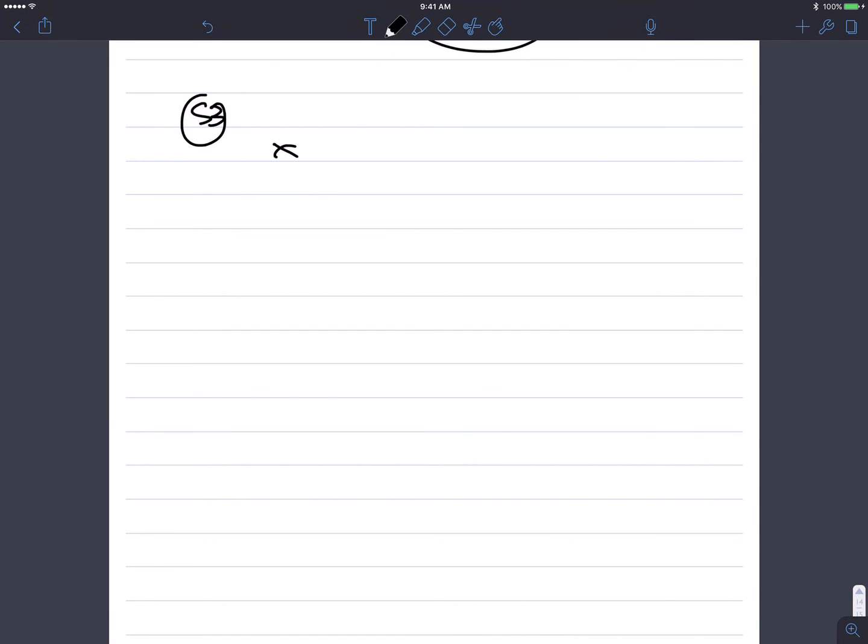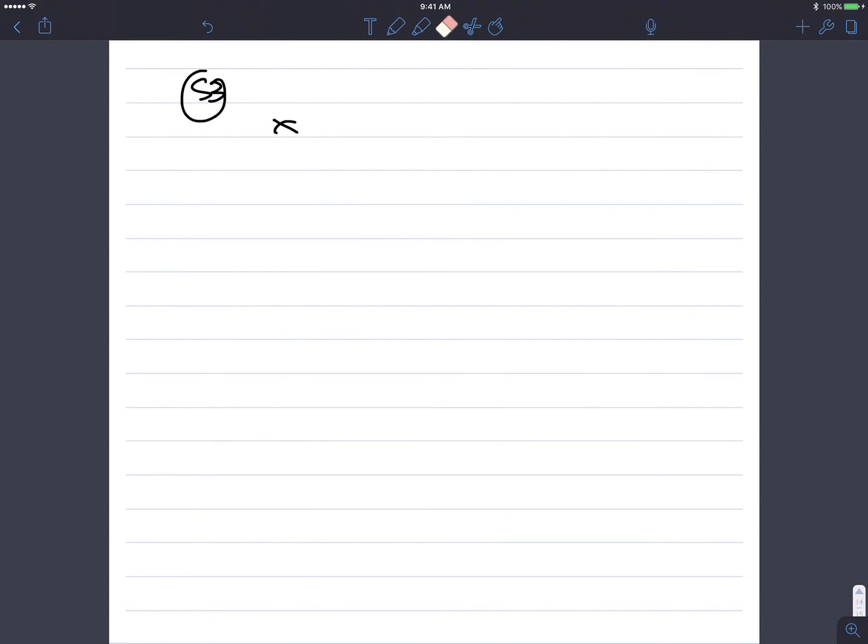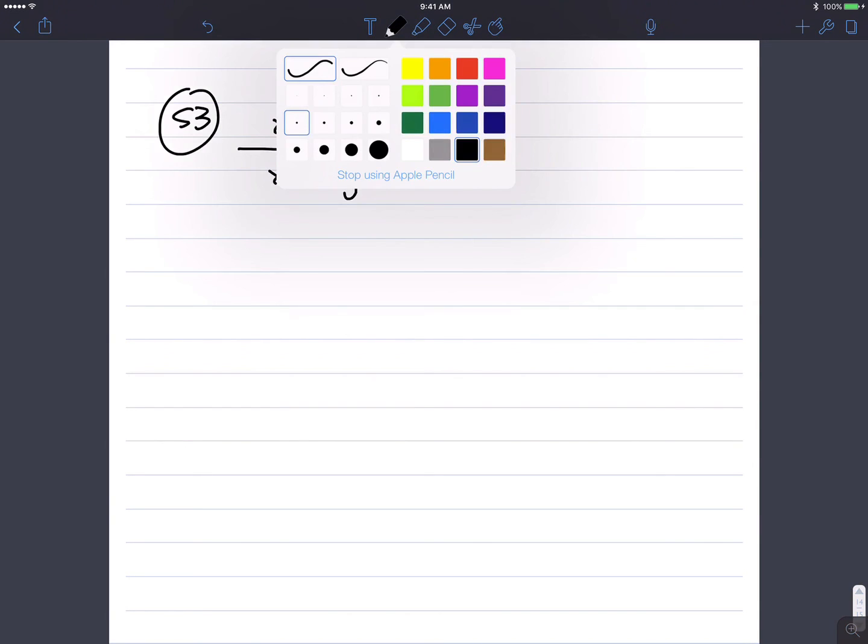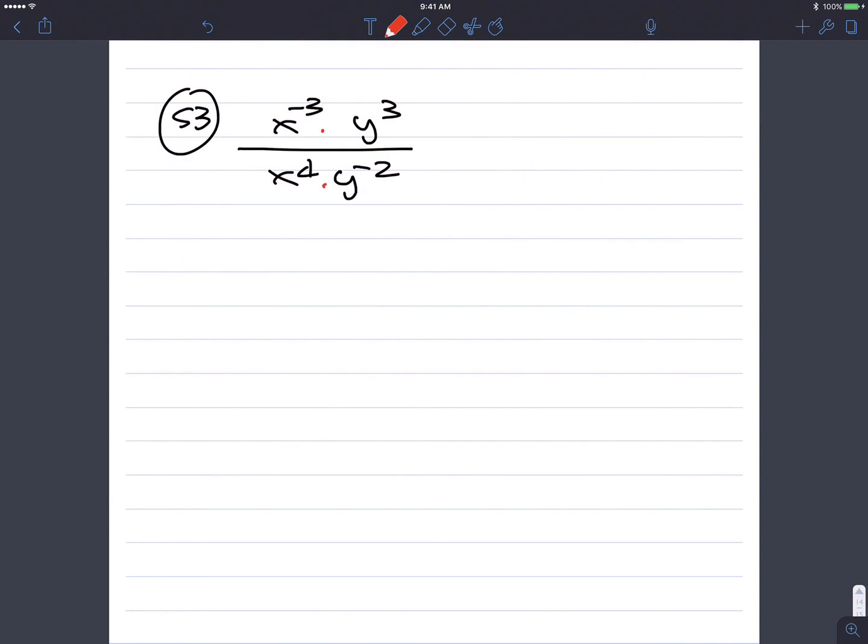53. Let's write 53 a bit better. How's that? 53. X to the -3rd power, y to the 3rd power, over x to the 4th power, y to the -2 power. I want to remind you, we're multiplying. Just to remind you, I know you know. You apply the division property separately. X to the -3 minus 4, y to the 3 minus a -2.